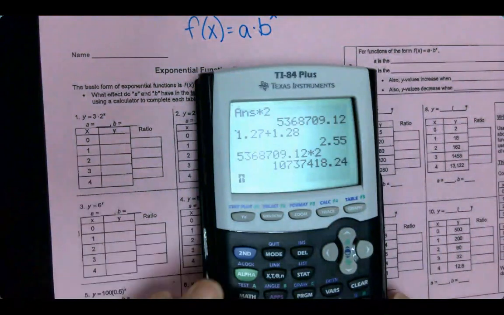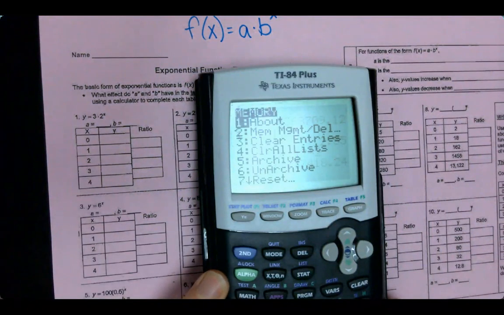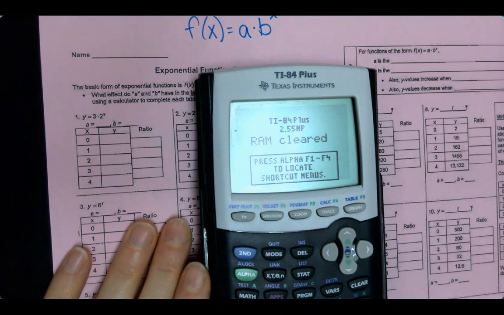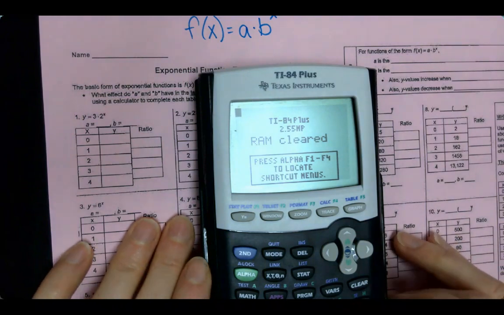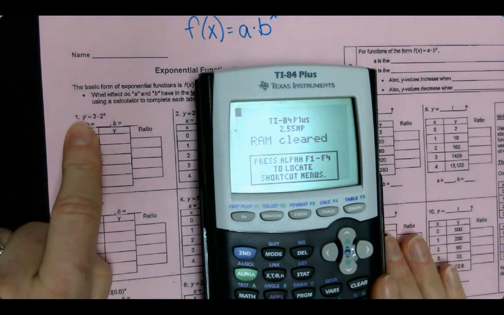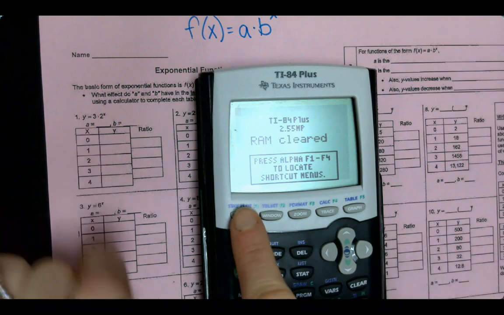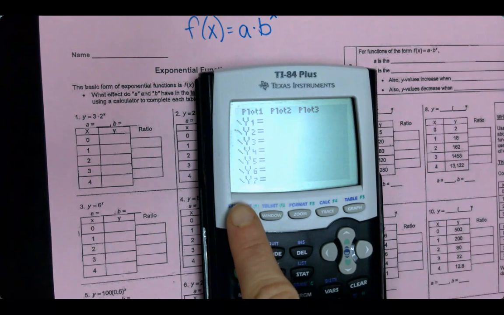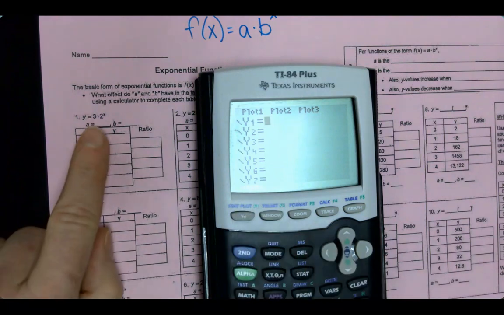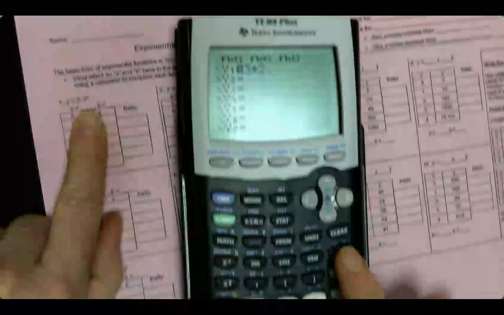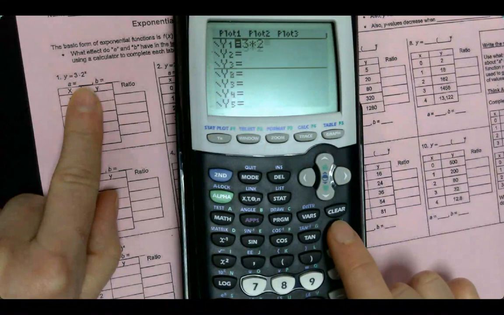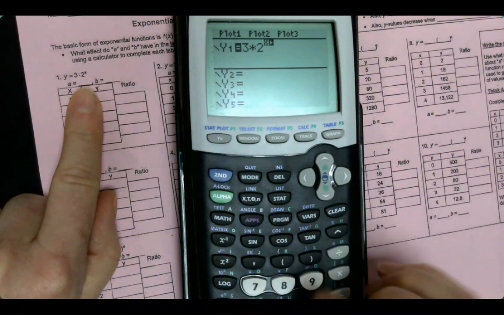So I want you to clear out the memory on your calculator real quick. Second plus 7, 1, 2. And we are going to put this into y equals and then look at our table. So go to y equals, and we are going to put in 3 times 2 raised, so this is our exponent, the caret top, raised to the x power.